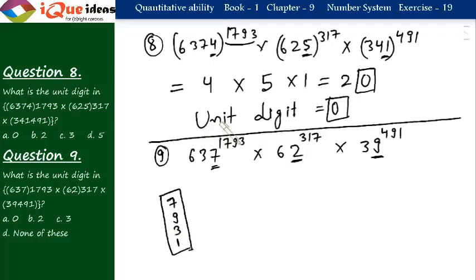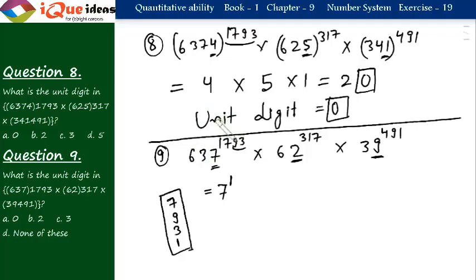Right? So here if you divide 1793 by 4, you need to consider only 93. 93 divided by 4, remainder is 1. So unit digit of the first number would be 7 raised to the power 1. Right? I hope you have done the theory section. Go back to that and check it again. For 7, cyclicity is 4.